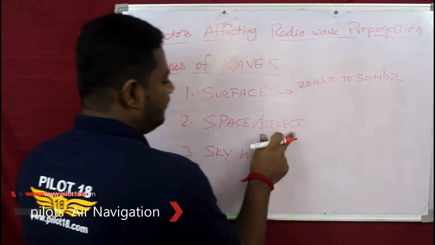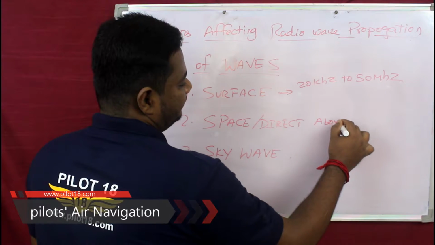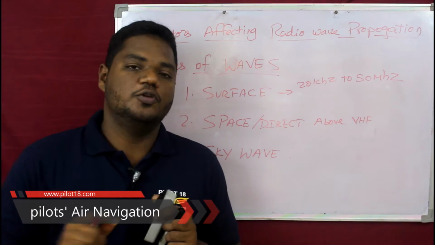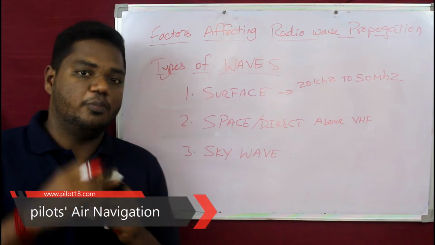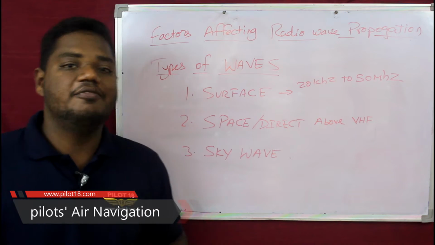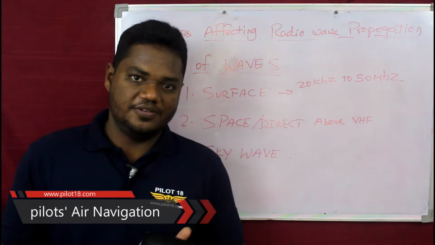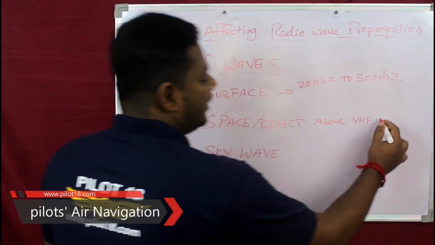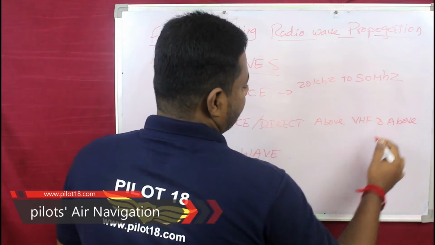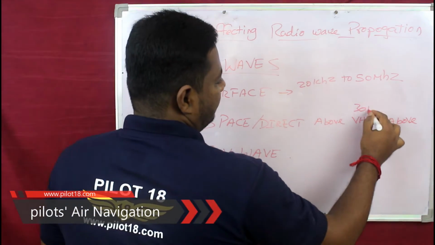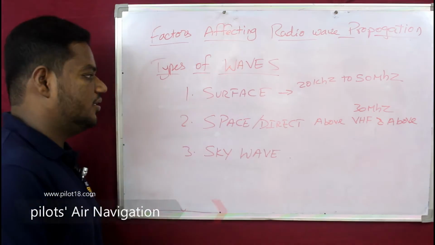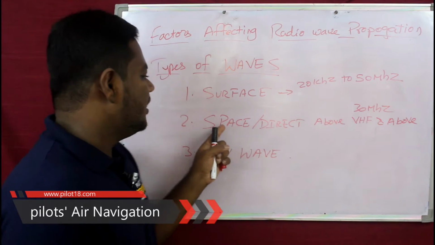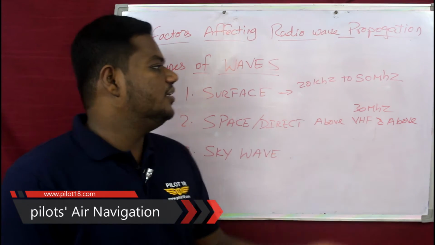Next is the space wave or direct wave. Above VHF, the wave will travel from point to point. If you want to contact an object point to point, it is better to use the space wave. And when does the radio wave travel in the form of a space wave? When your frequency band is above VHF. Okay? VHF and above, that is 30 megahertz. So above 30 megahertz. Surface wave is up to 50 and space or direct wave is 30 megahertz and above.